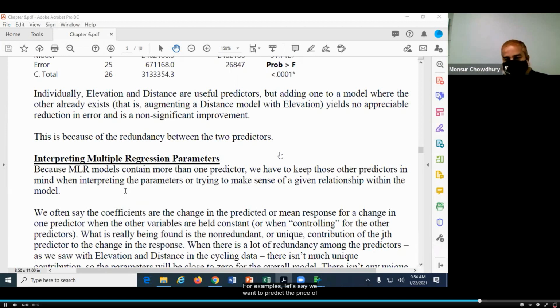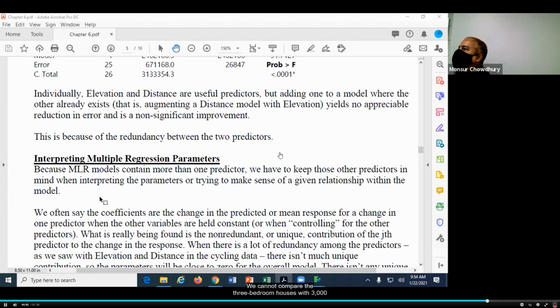For example, let's say we want to predict the price of a house based on the number of bedrooms and living area. So we are considering two predictors. The price of the house is our response variable, and the two predictors are the number of bedrooms and living area. Now, if we want to interpret the regression coefficient for the bedrooms, we need to keep the same living area for the different houses.